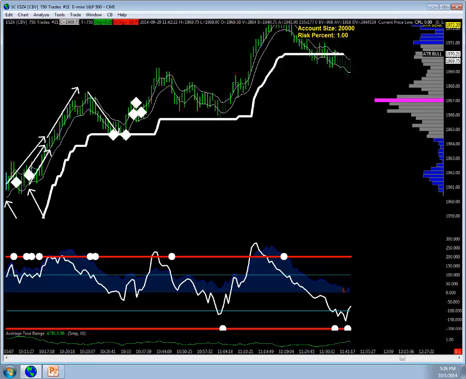Pulls back here again. Shallow, relatively shallow pullback. You see that the structure is still very much bullish. Okay. Where do you want to get on? Again, I'm not going to highlight a specific price, but again, how about somewhere within this area right here? After it stops going down or pulling back and then starts moving back up. That's where you want to get on. That's where your risk is lower.